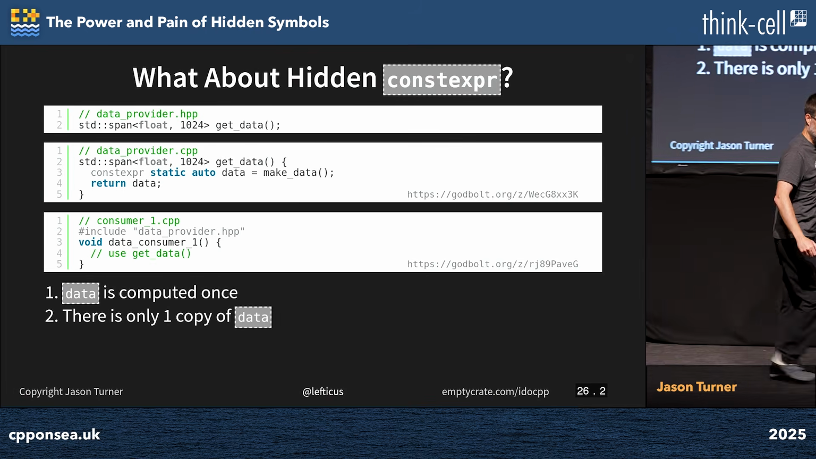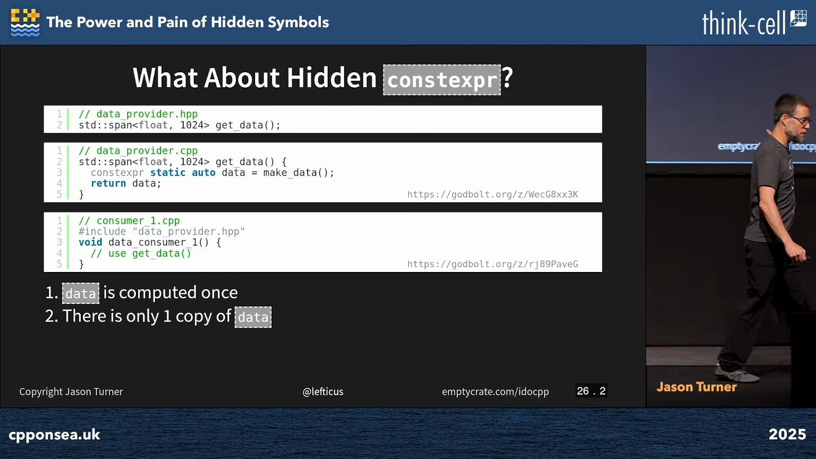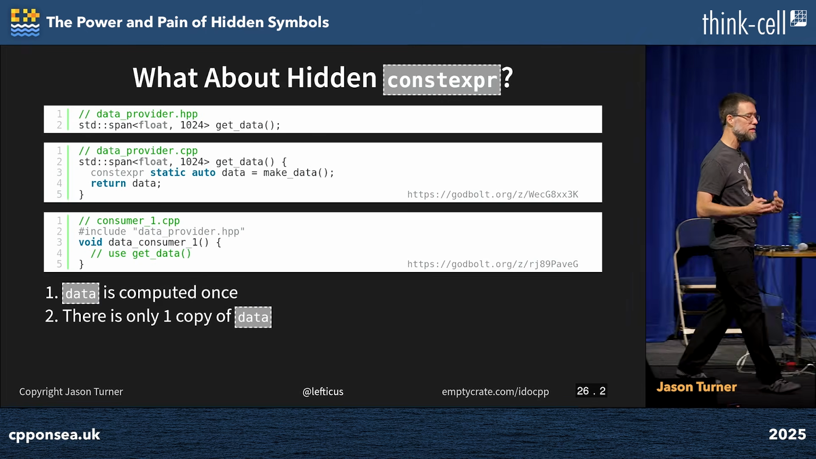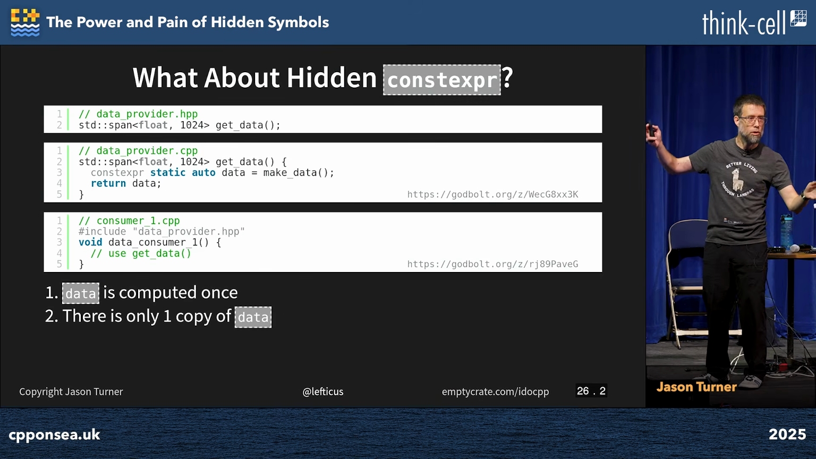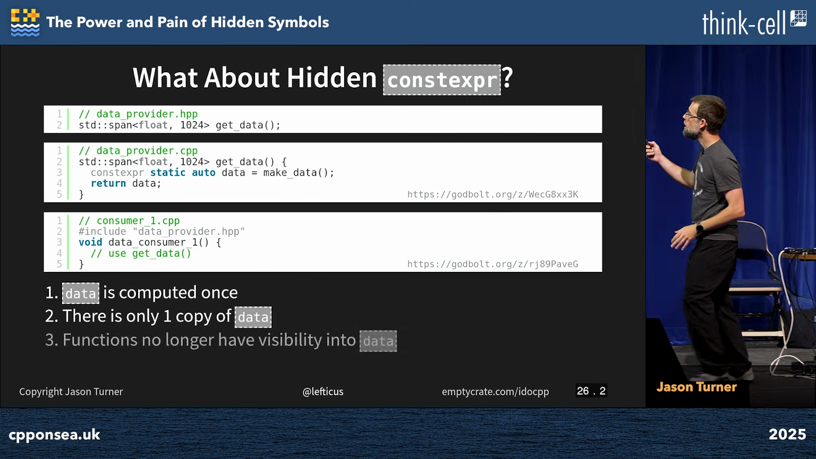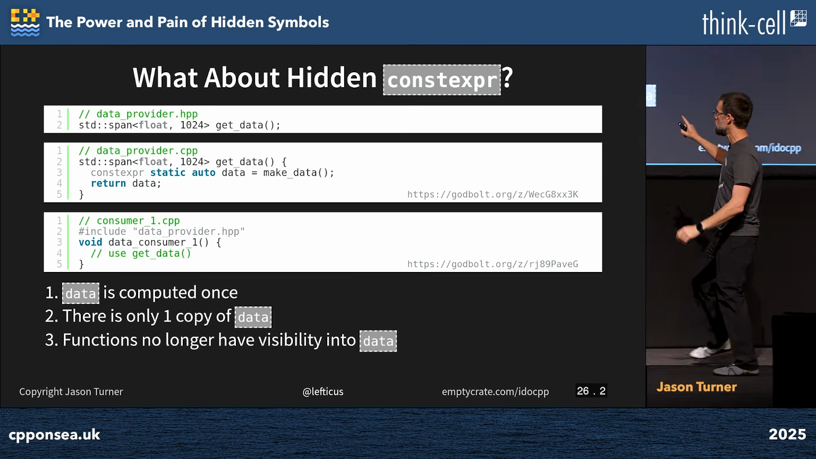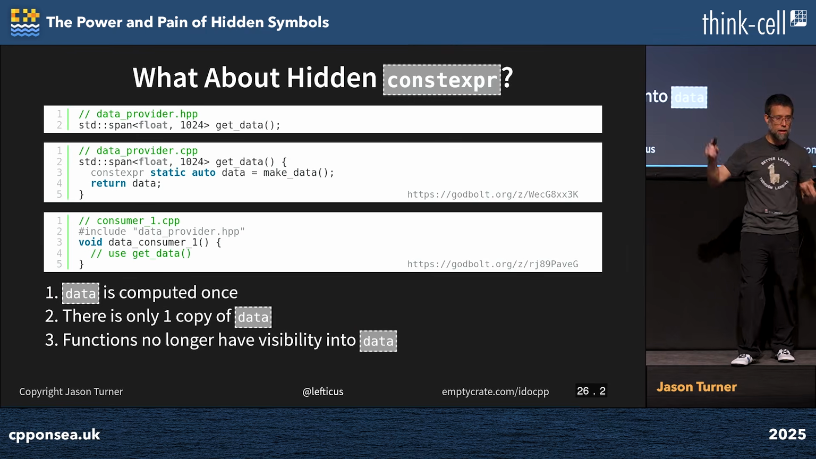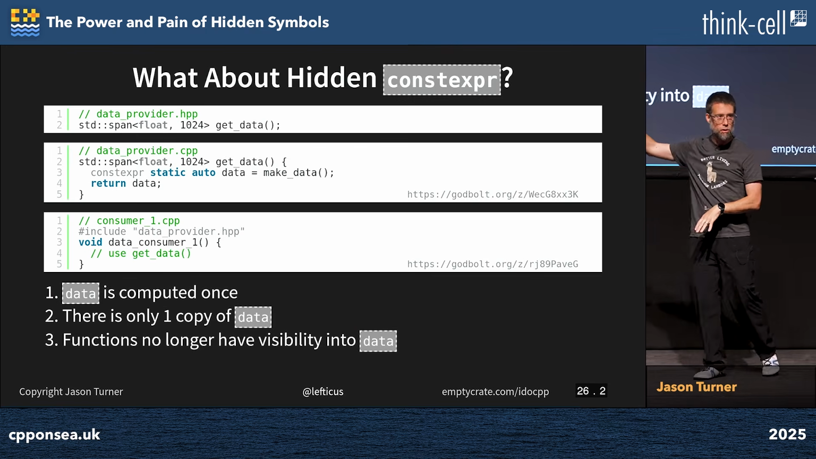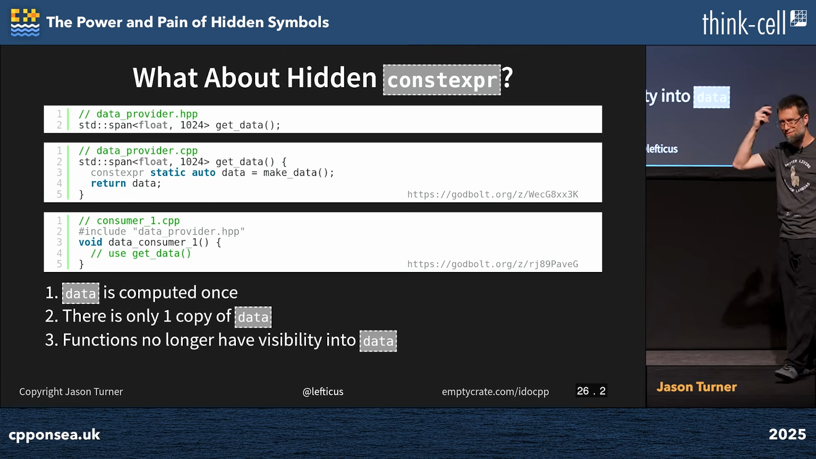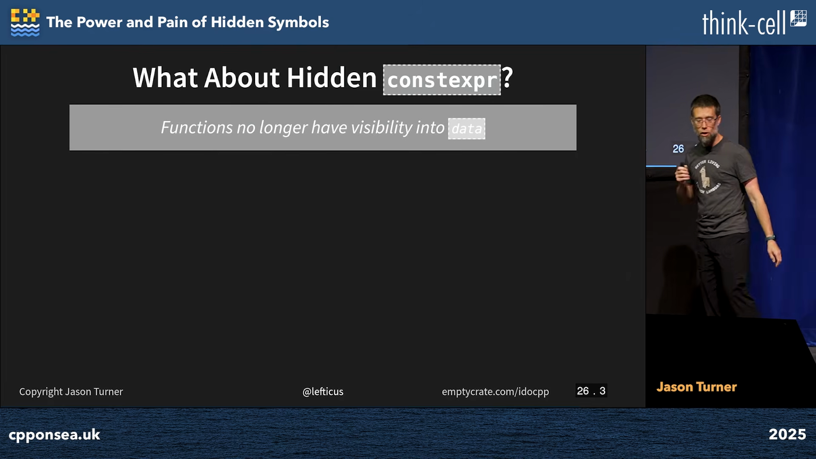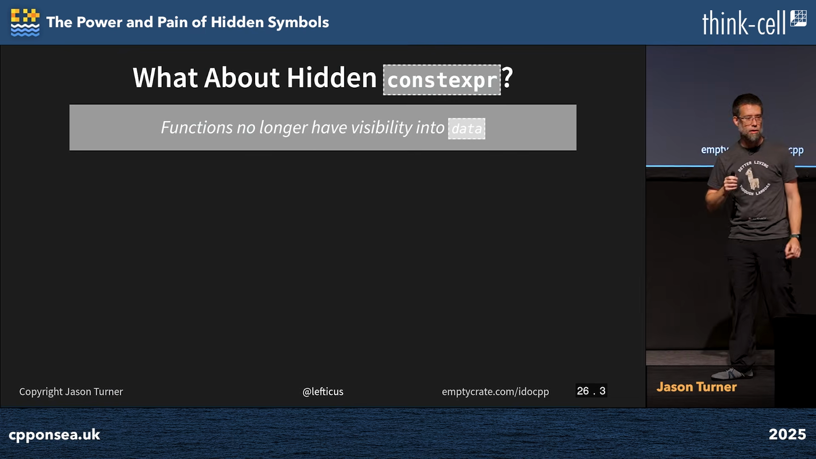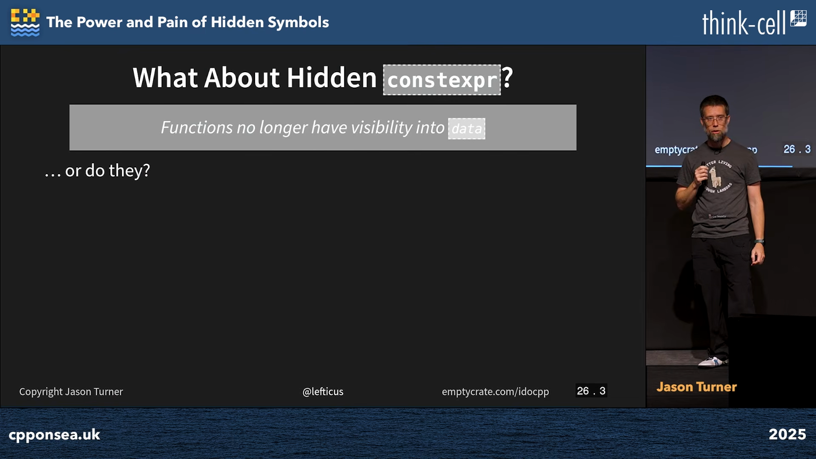What's the downside to this? It's no longer constexpr. I can't actually do constant expression-y things with it. Say I don't care, say I just want to view this at runtime. I also have this problem with functions no longer having visibility into this data object. So even though the thing's known at compile time, what is the function going to do with it? So I say functions no longer have visibility into that data object now that it's been hidden. Or do they?